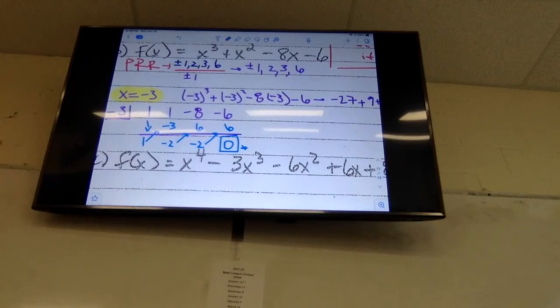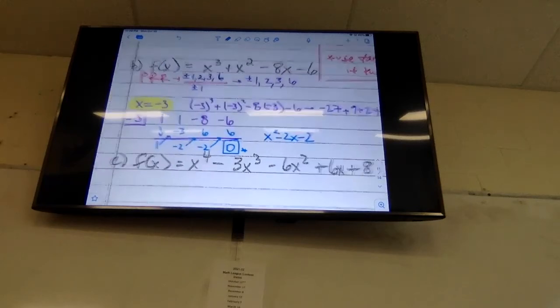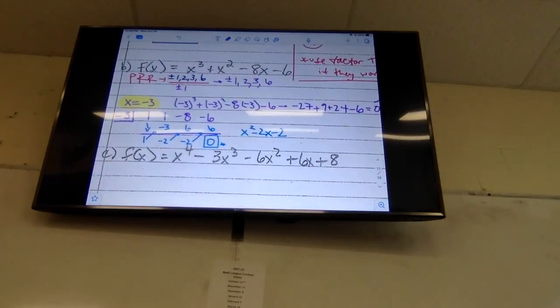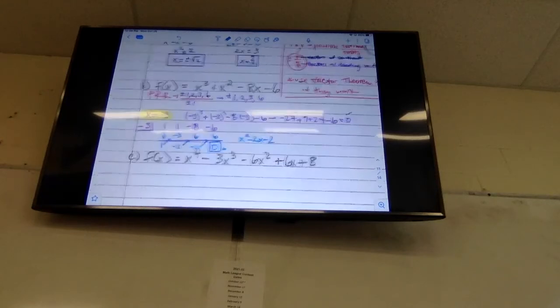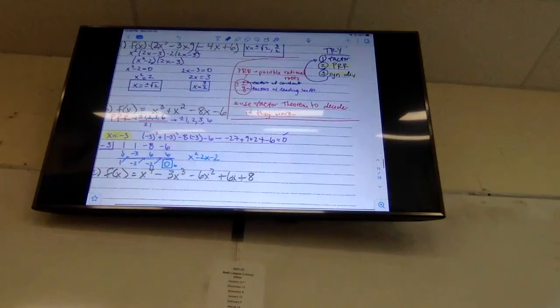Once I did that, when I took out my -3, my x equals 3, I'm now left with x squared minus 2x minus 2. We should still have at least 1 or 2 more zeros, so we aren't done yet. Remember back on this one how I told you we do synthetic division, then we come back to the top and try again? Now I'm going to go back to the top and ask, can I factor this down again?